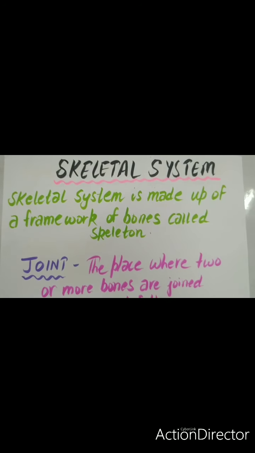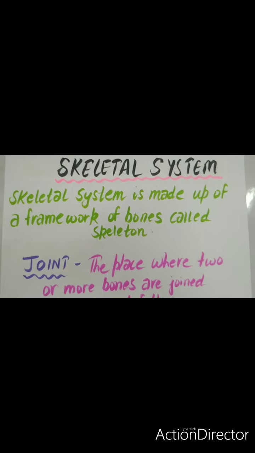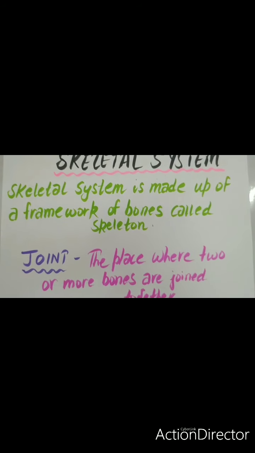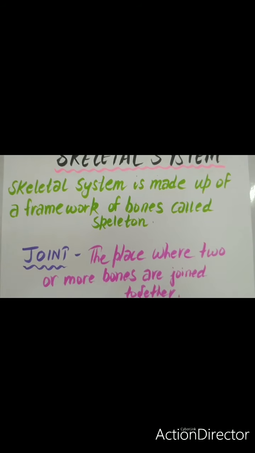So the skeletal system is made up of a framework of bones called the skeleton, and a joint is the place where two or more bones are joined together. So students, a human skeleton is made up of 206 bones. But do you know, when a baby is born, it has 300 bones. But the bones join together as we grow up, and then we have in all 206 bones.